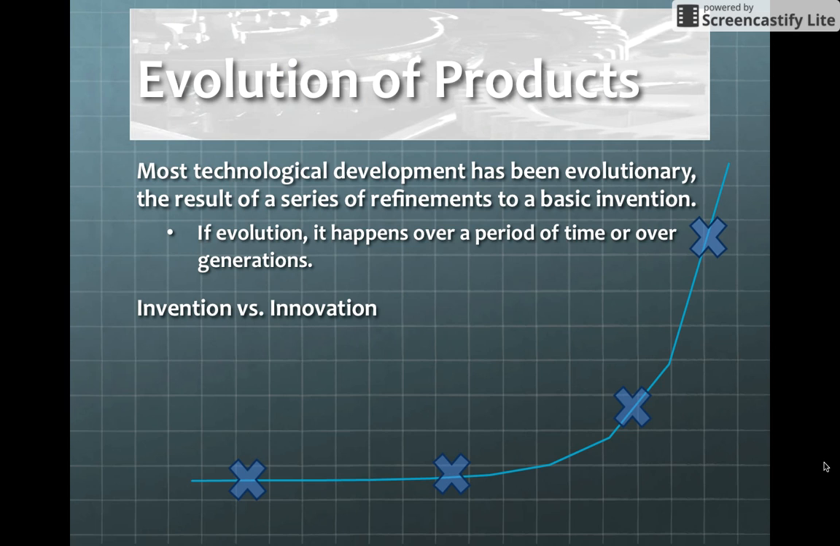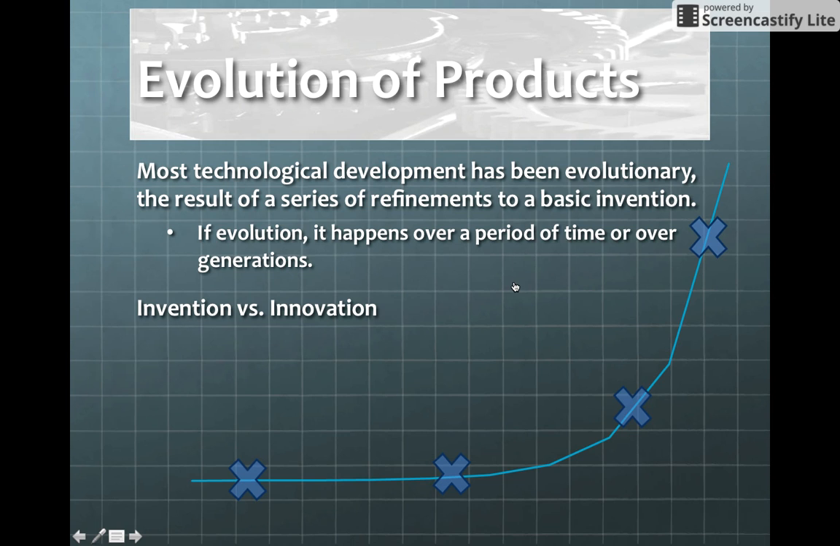So that kind of leads us to the evolution of products. So the evolution of products starts with your very first thing, your invention, which is the left side of your graph right here. That's your invention. It starts with an invention. Then as your invention progresses and goes through different innovations, it goes through the evolution of the products of that particular item. So most technological development has been evolutionary, the result of a series of refinements to a basic invention. So again, those innovations to your invention happen over a period of time or generations. So if anything happens over generations, you obviously know it's an evolution.